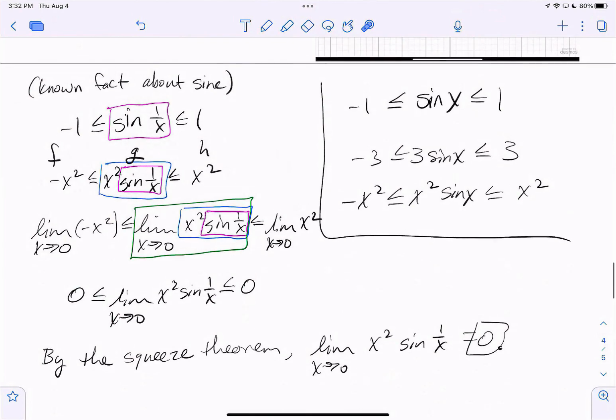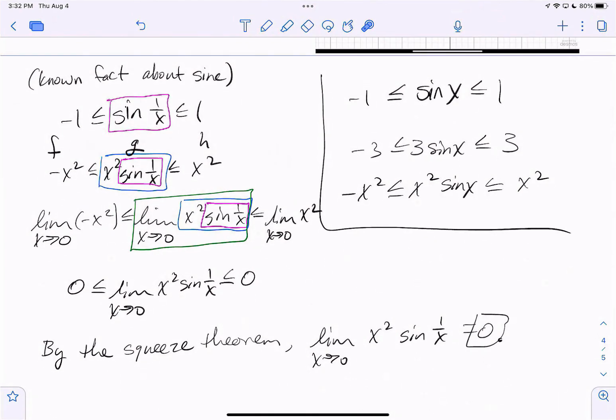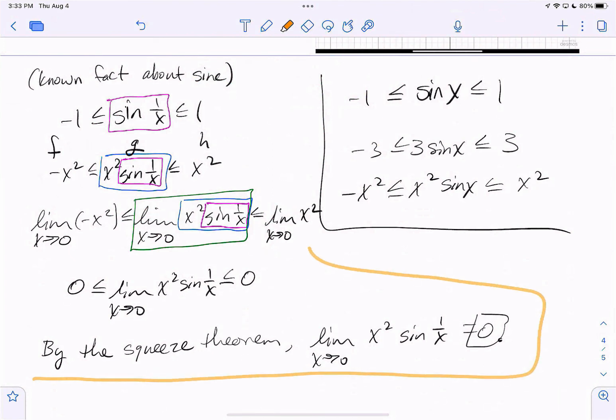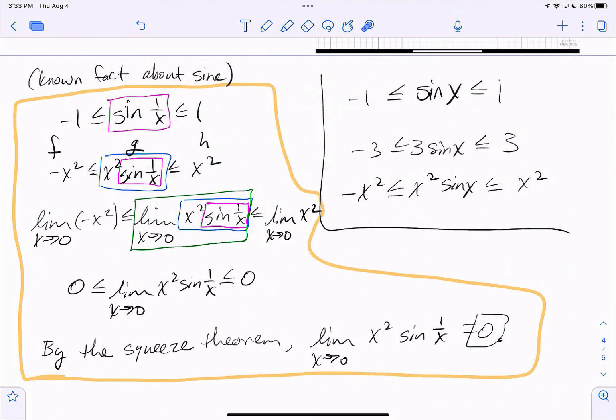If this is on a test, and it probably will be in my class, then writing down limit right here is essential. Writing down the words by the Squeeze theorem is essential. In fact, except for the different colors that I gave you here, everything that I'm putting in this box, starting with the first inequality from -1 to 1, all the way to, by the Squeeze theorem, the limit of x squared times the sine of 1 over x as x approaches 0 is equal to 0. Everything in this box here would be required for you to get full credit for this exercise.